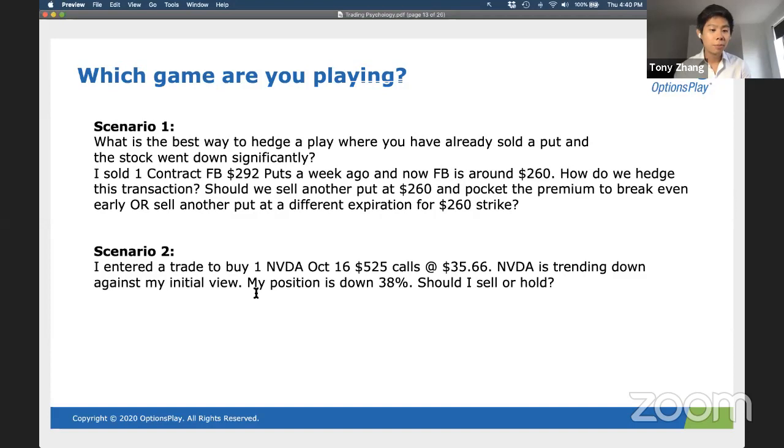Second one is another trader sent me an email this morning saying, I bought an NVIDIA 525 call and I paid $3,566 for this call option. NVIDIA is now trending lower against my initial view and the position's down 38%. Should I sell or hold?